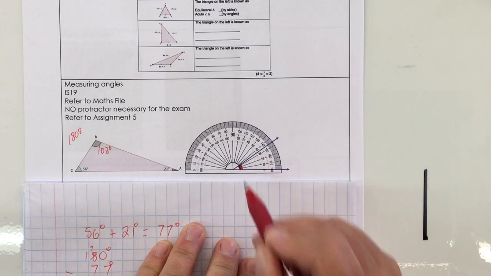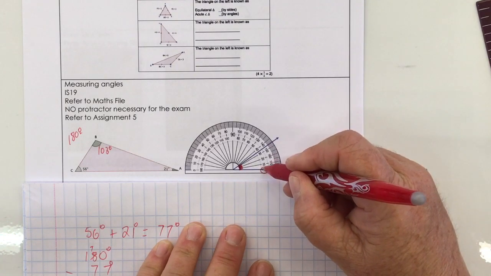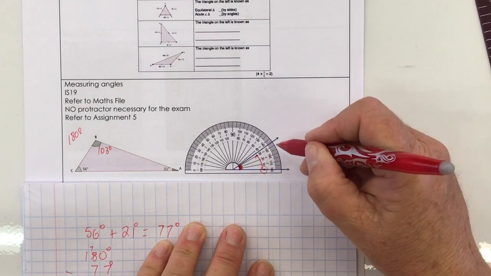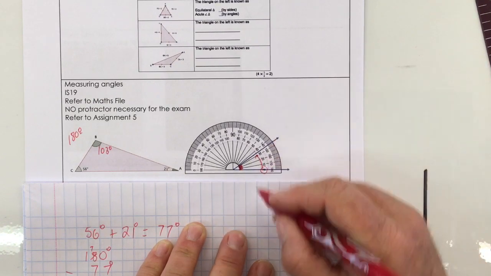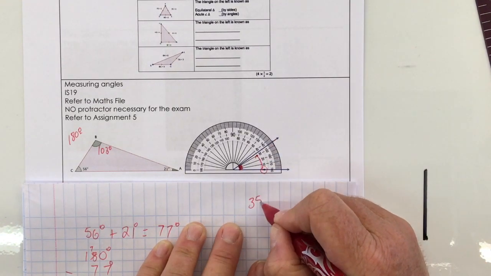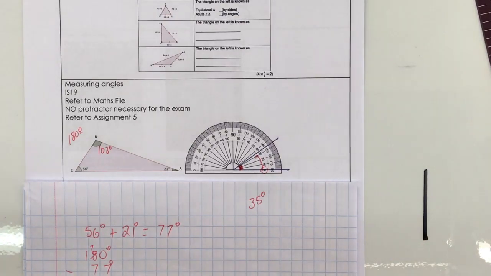Okay, for the next one, I know it's not clear, but the arc is over here. I don't know if you can see the red pen. You read from 0, and you read it all the way up, and when you get to this line over here, you count it individually, and this one was 35 degrees. It was an acute angle.